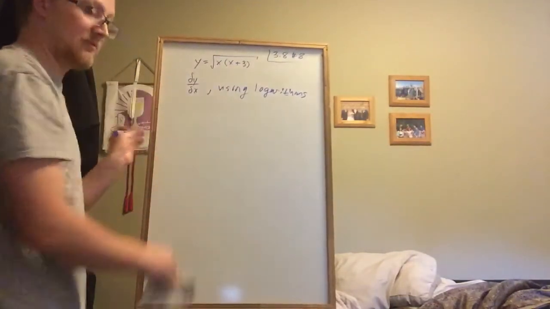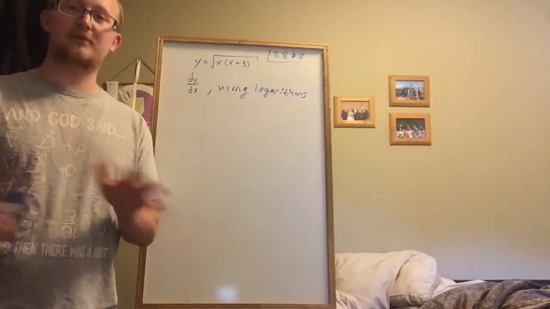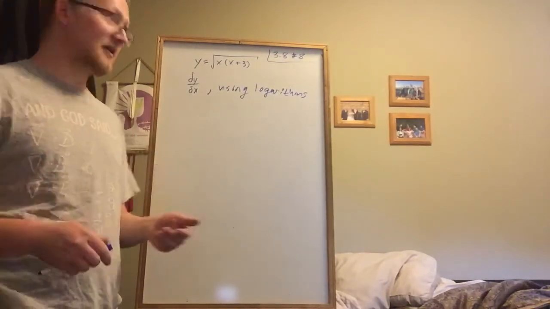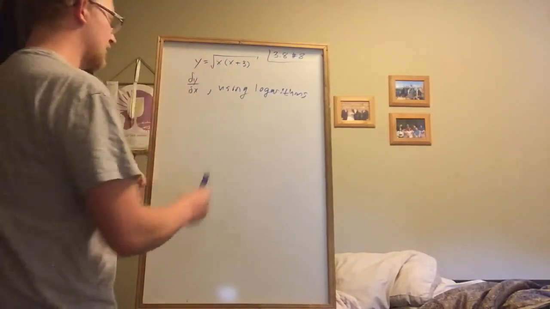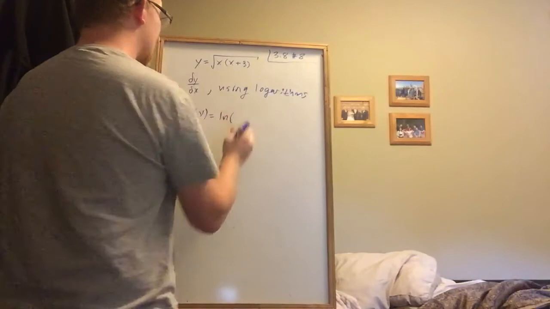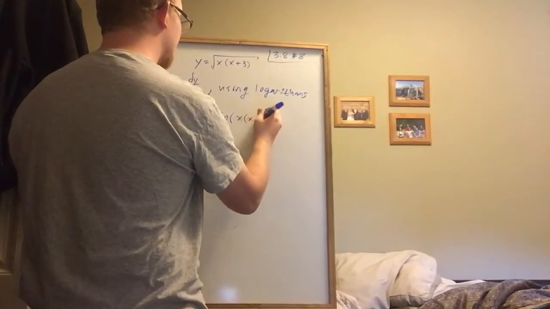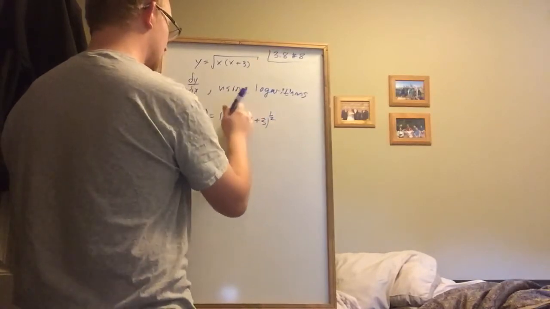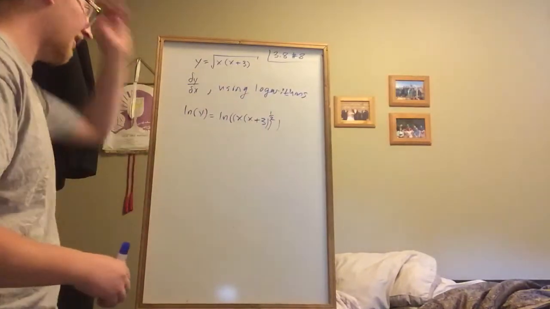There's a couple other logarithm rules, the product and quotient rule, which are not to be confused with the differential product and quotient rule. But they're definitely important, and they can be useful in some problems. So for this problem, we're going to start by taking the natural log of both sides. And I'm going to rewrite this as to the 1/2 instead of under the root. Natural log of x times x plus 3, to the 1/2 power.